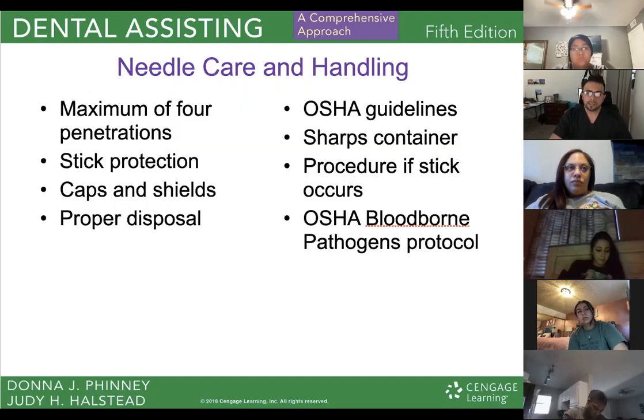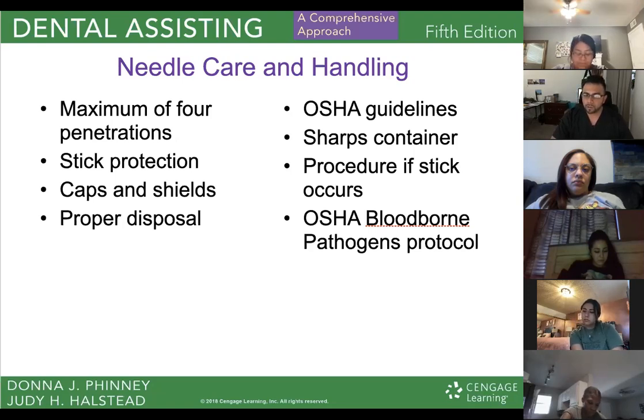Okay, so this slide goes over needle care and handling. These needles are made of very, very thin pieces of metal, okay? And after a while, they'll fatigue. And so we want to make sure that we keep our patient safe. So we don't ever want to puncture the patient more than 4 times before we go and get a new needle.